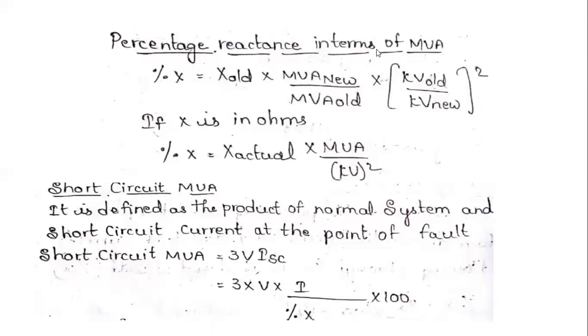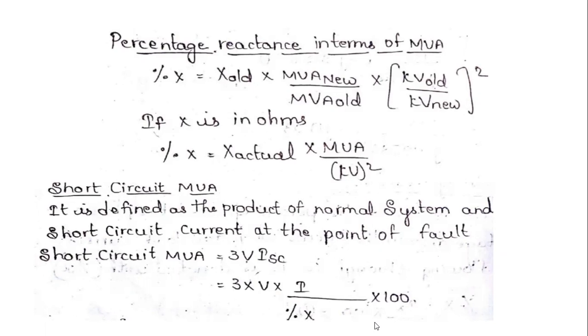And the percentage reactance in terms of MVA. This is an already well-known formula; it was obtained in the first unit. We are using this type of formula, where it is calculated for the percentage reactance.